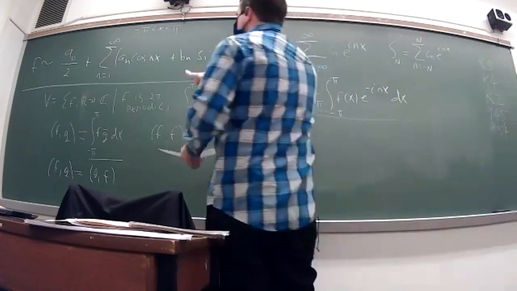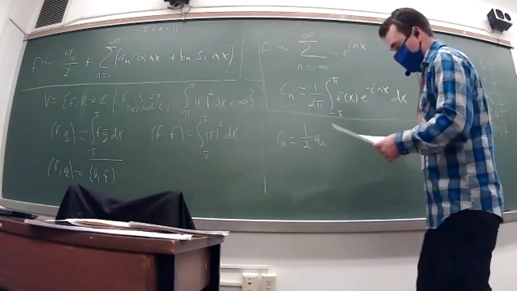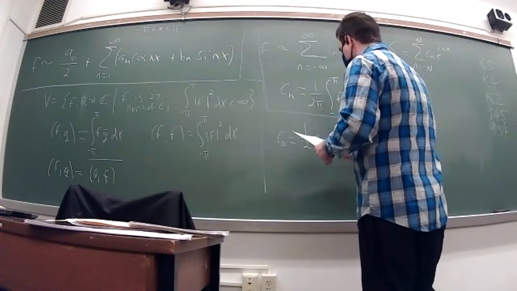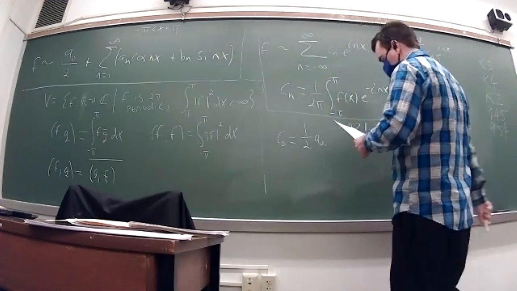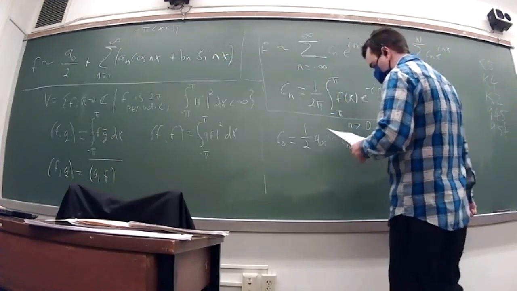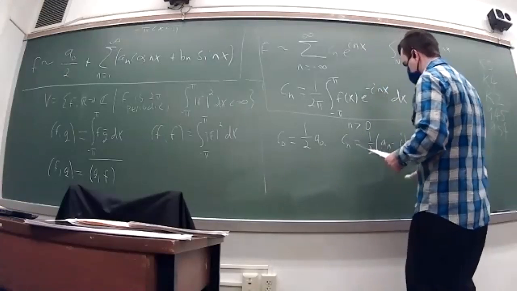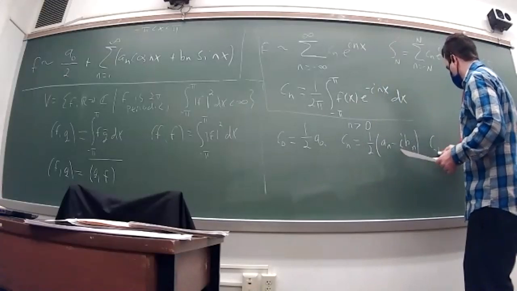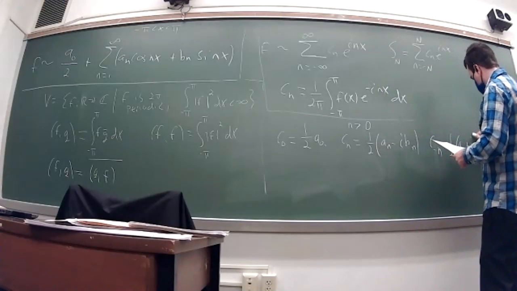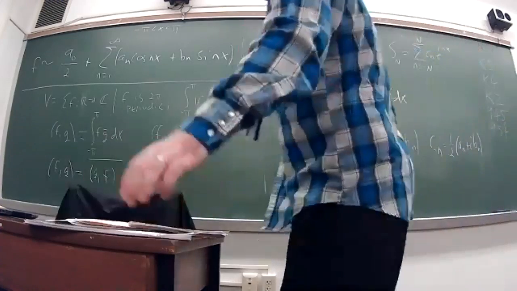And so what's the relation between the c_n's and the a_n's? So c naught is just 1/2 times a naught. And let's take n to be positive. Then for positive n, c_n is 1/2 (a_n minus i times b_n). And the negative coefficient, c minus n, is 1/2 (a_n plus i times b_n). So I bet you can work that out with some algebra.